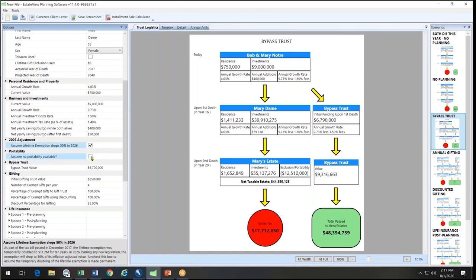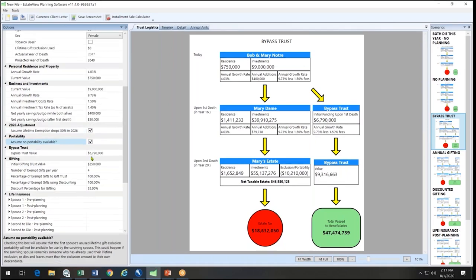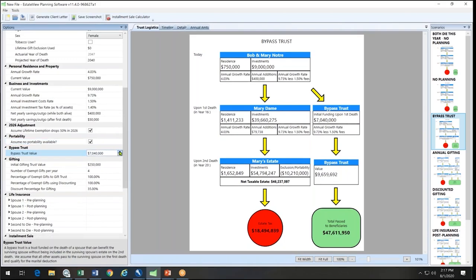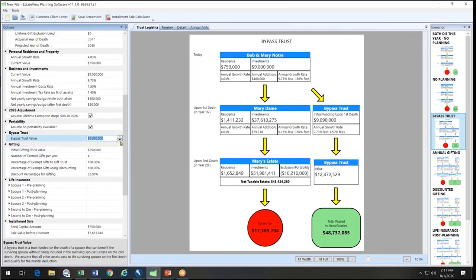And then the next box, will portability be available? Will the surviving spouse remarry and lose the portability allowance? And it'll keep track of that for you either way. Then the maximum amount, do you want to max fund your credit shelter trust? You can go ahead and do that versus using portability.